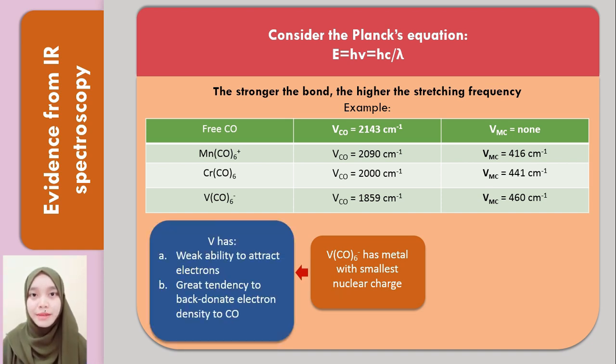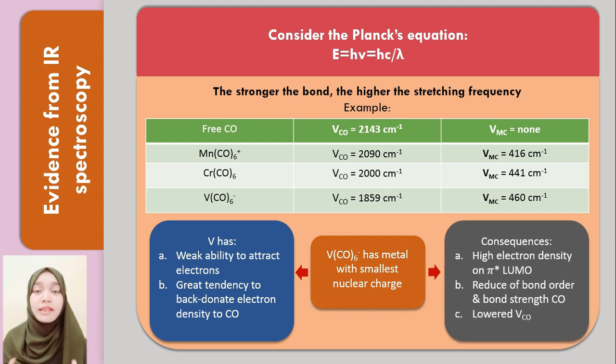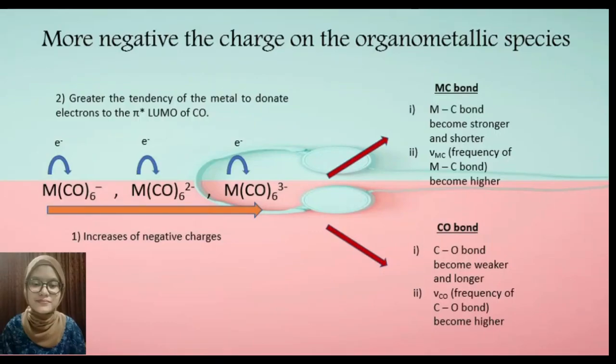This proves that vanadium has a weak ability to attract electrons, and it has great tendency to back-donate electron density to carbon monoxide. The consequences of this event are, firstly, there is high electron density at the pi star lowest unoccupied molecular orbital. Next, it will reduce the bond order and the bond strength of carbon monoxide. And lastly, it will lower the frequency of carbon monoxide on the IR spectrum. So, I will continue for my part.